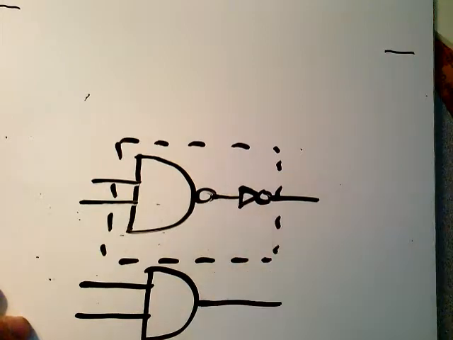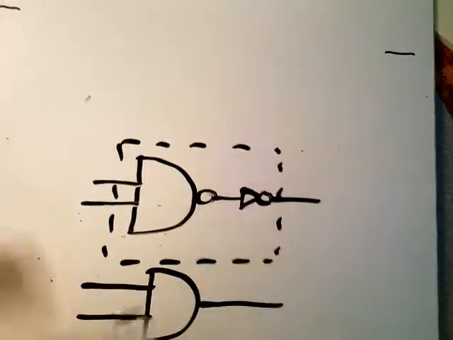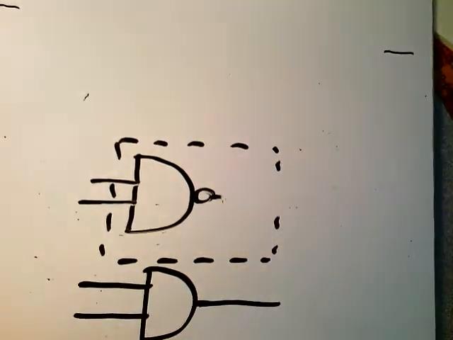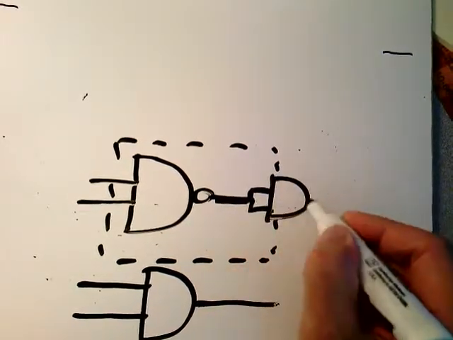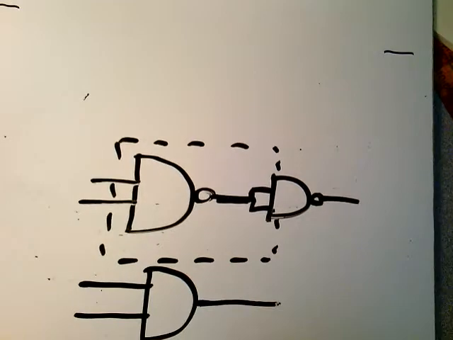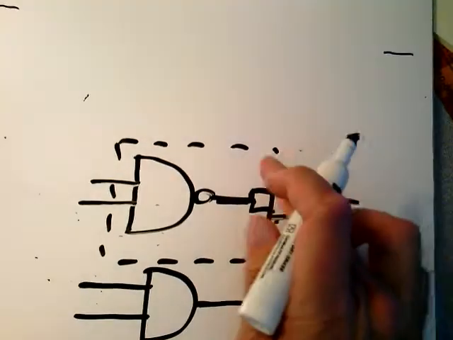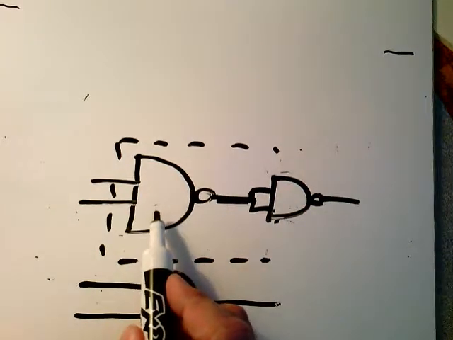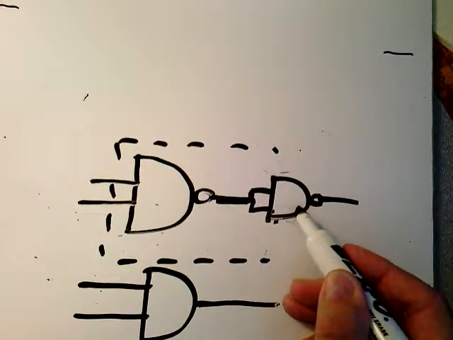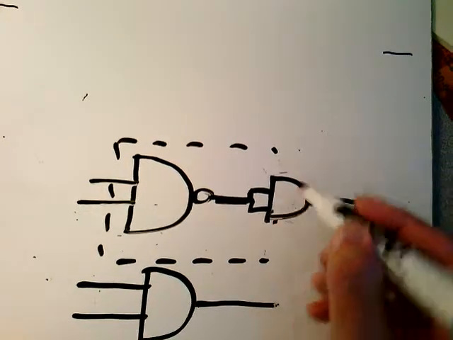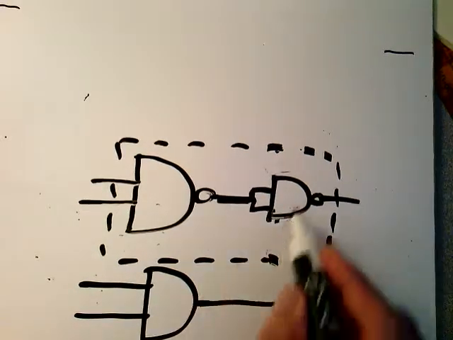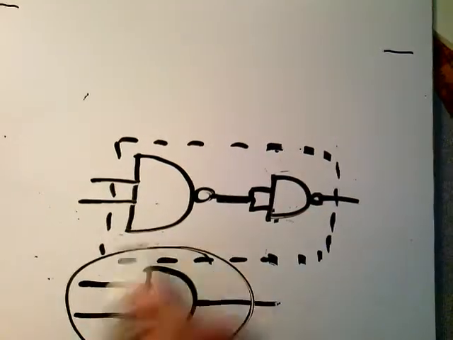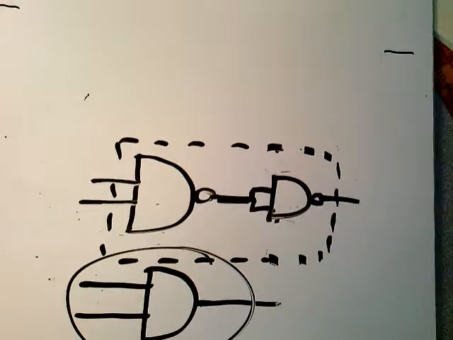Well, you know how to put an inverter in. We did it in the last problem. Put another NAND gate in. Tie the inputs together. There's your NAND gate. There's your other NAND gate with the inputs tied together. It's an inverter. That part of the circuit there is equivalent to an AND gate.